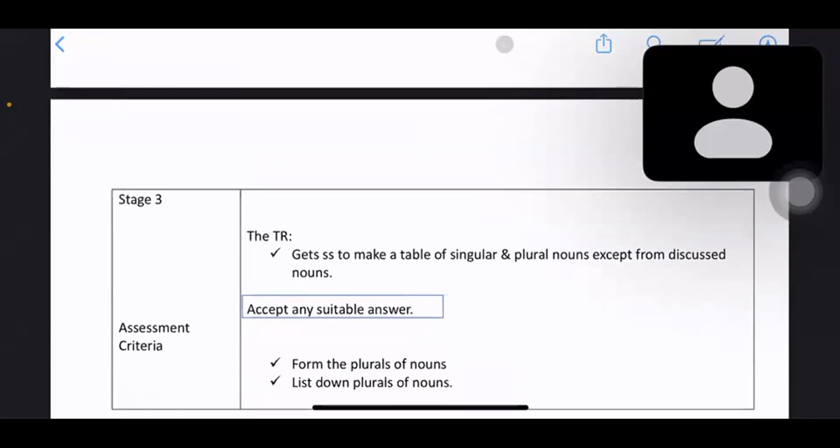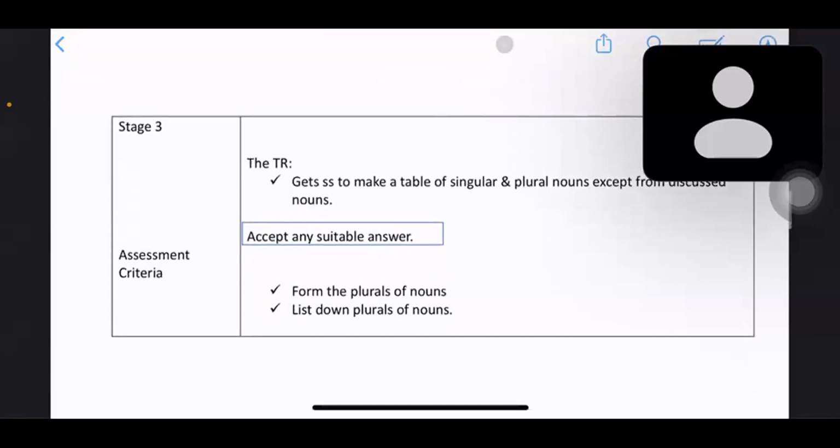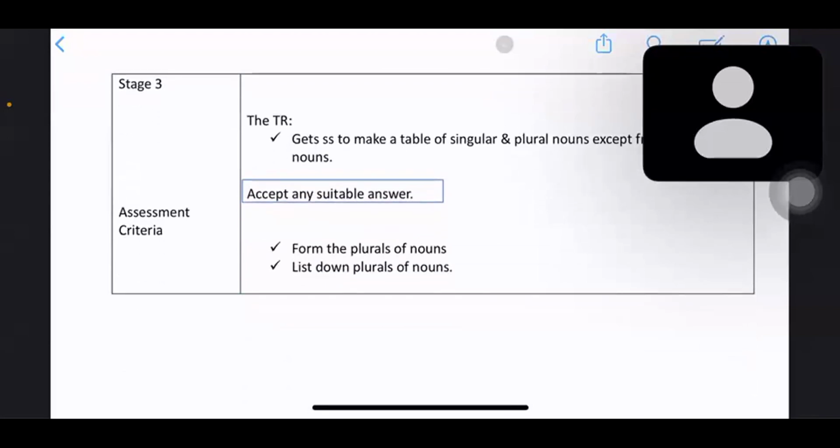At the last stage, that is stage number 3, the teacher gets students to make a table of singular and plural nouns, other than the nouns discussed. The students have to select singular and plural nouns other than those the teacher discussed. Then the teacher can accept any suitable answers. The assessment criteria: form the plural of nouns, list down plurals of nouns.